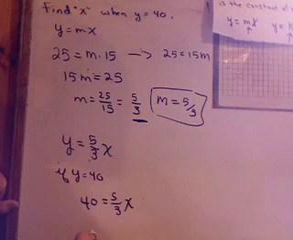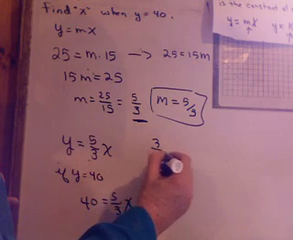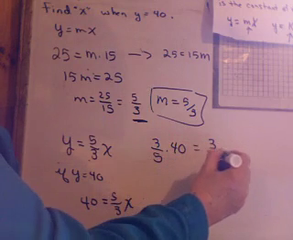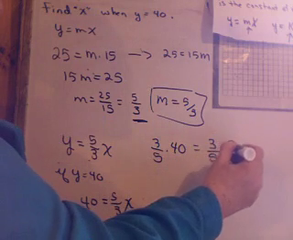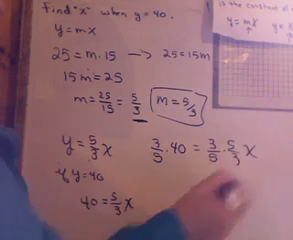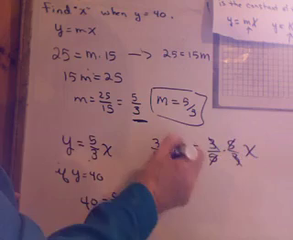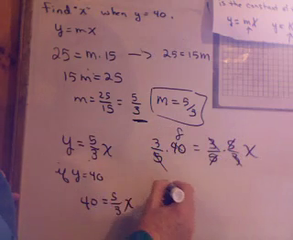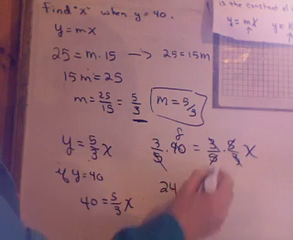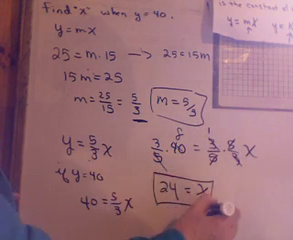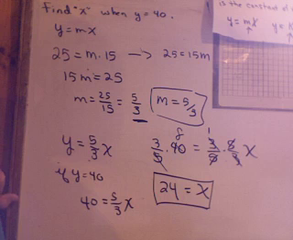Multiply both sides by 3 over 5. So 3 over 5 times 40 equals 3 over 5 times 5/3 x. Hopefully you see some nice reducing that can happen. 3 times 8 is 24. 1 times 1 times x is x. So x equals 24. And there's the solution.